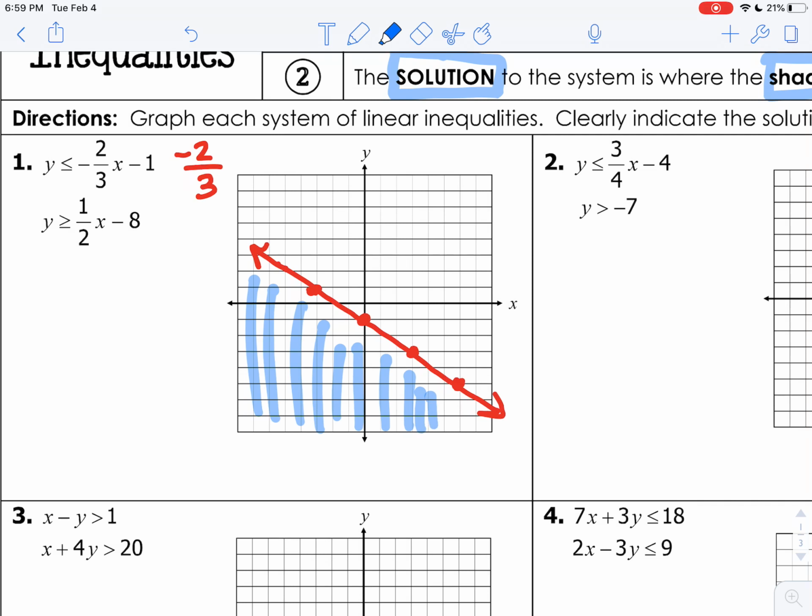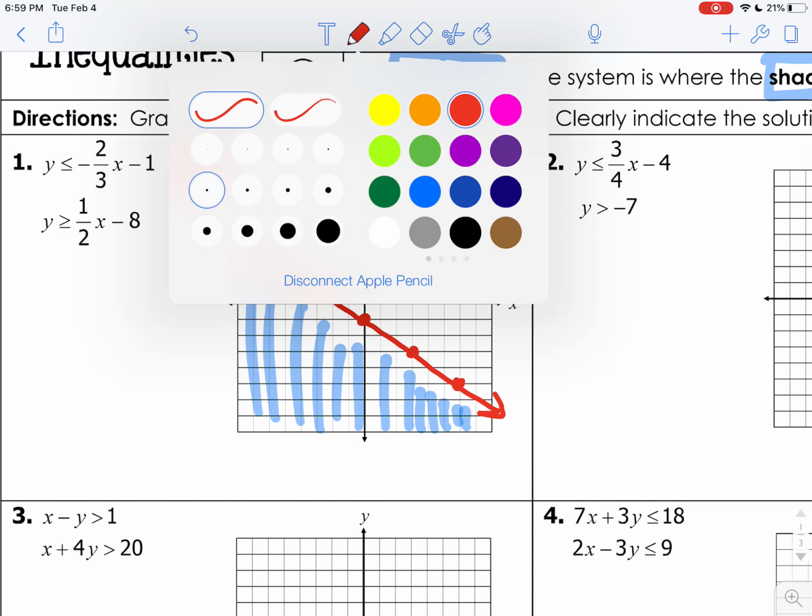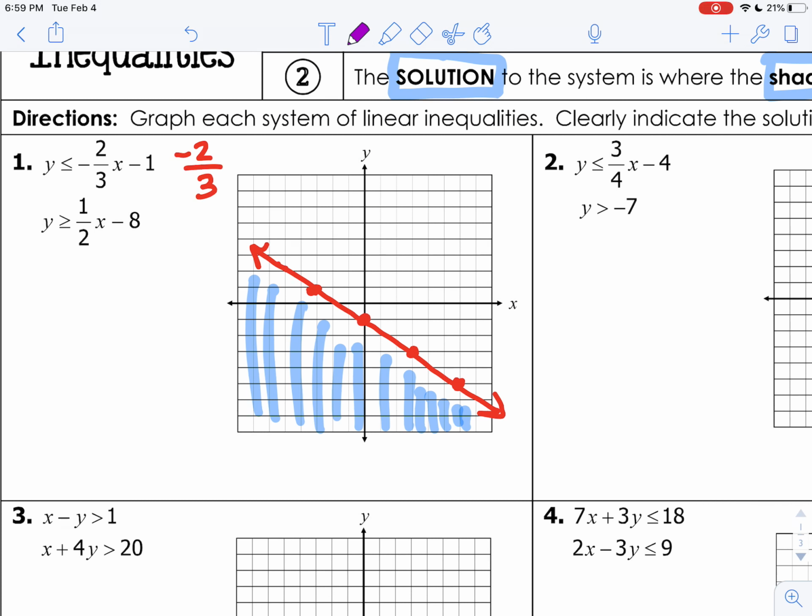So that was your last lesson. That's all you had to do. But now we're going to graph another line. So we're going to go down 8, make a point. And then we're going to go rise over run. So rise 1, run 2. Even though they intersect there, that is not your answer. You're going to draw a solid line, and then you're going to shade.